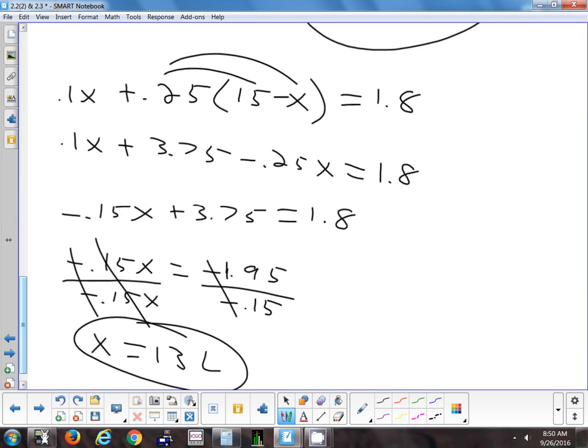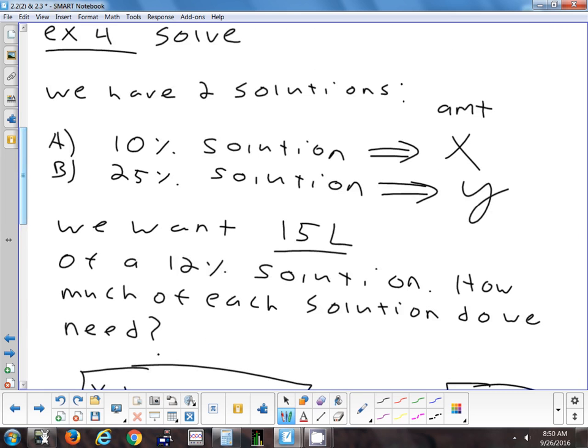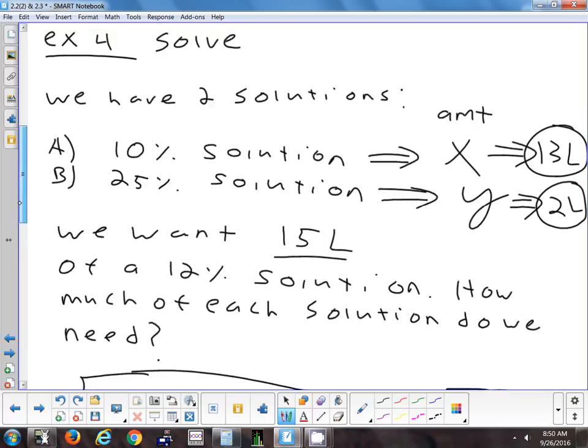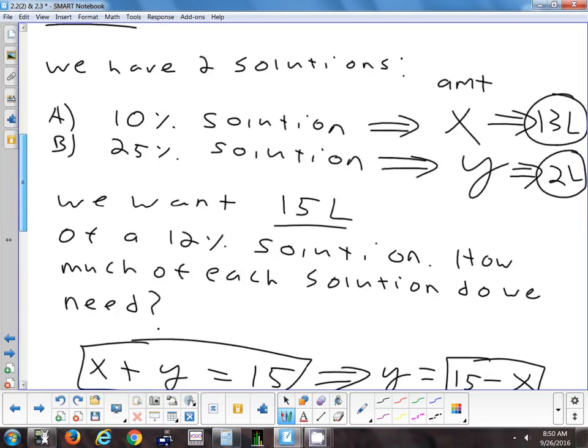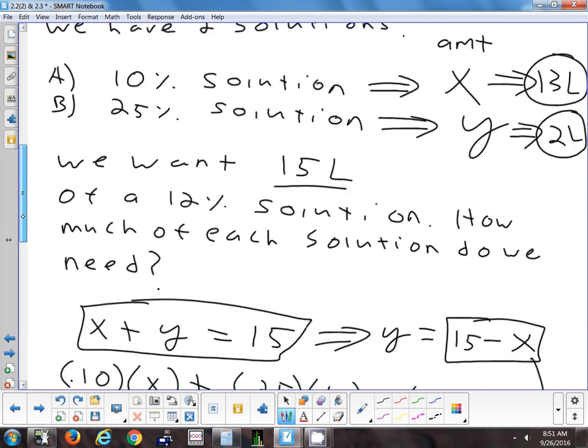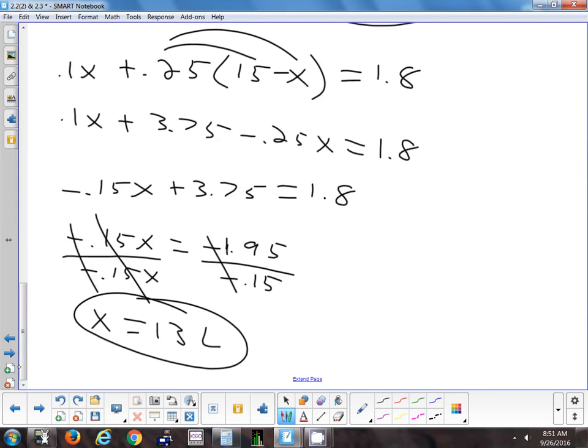Okay, so have I answered everything that they wanted? No, I've only found how much of solution X. I still need solution Y. How much of that one do I need? Two. We know that we wanted a total of 15 liters, and I already mixed 13, so I need two more to get a total of 15. Okay, so that's a very typical mixture problem, all done algebraically. We could have also used graphing calculators to help us, but we didn't. Any questions on any part of that mixture problem?